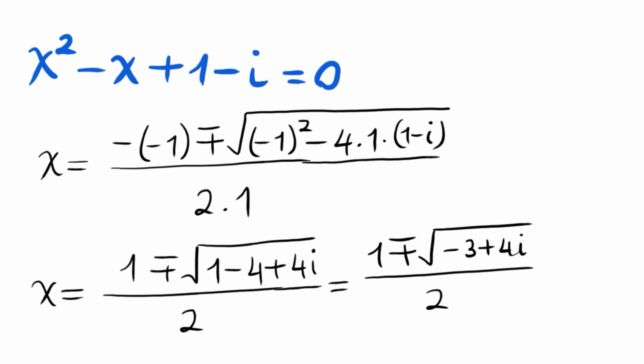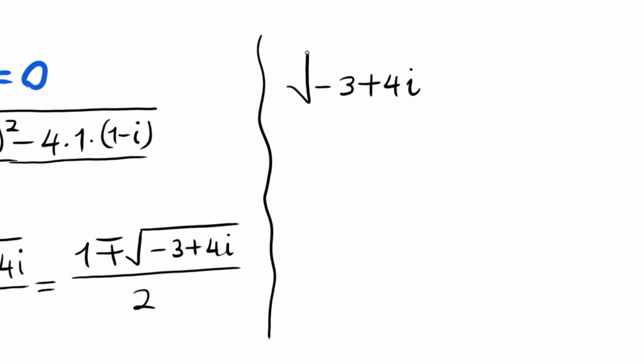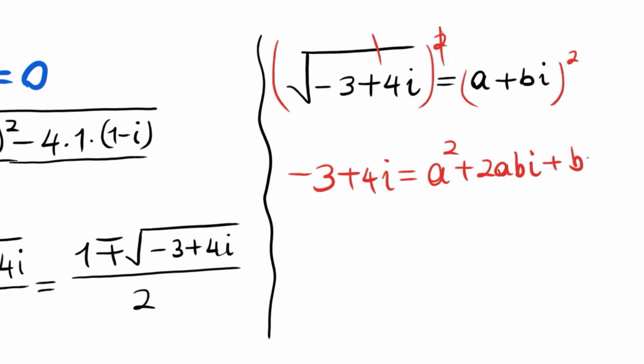Let's try this. Let's say the square root of negative 3 plus 4i is equal to some a plus bi. Then we will square both sides. This becomes negative 3 plus 4i, and the right hand side is a squared plus 2 times a times bi, and plus bi squared.